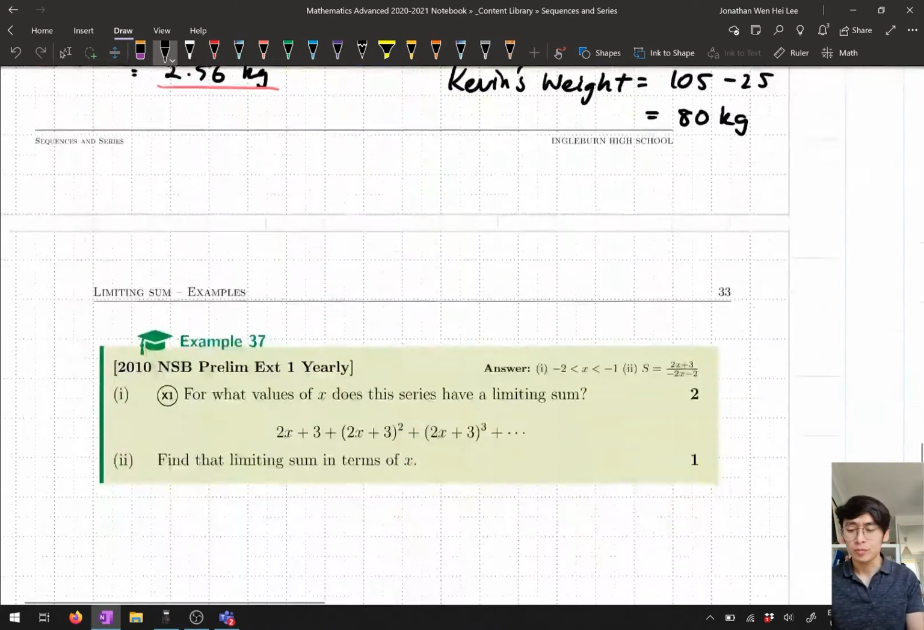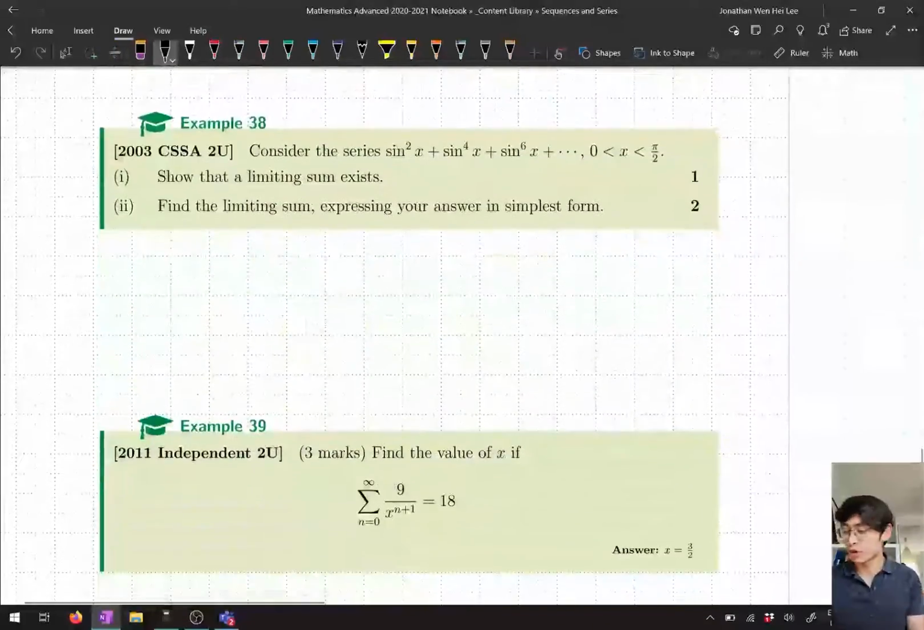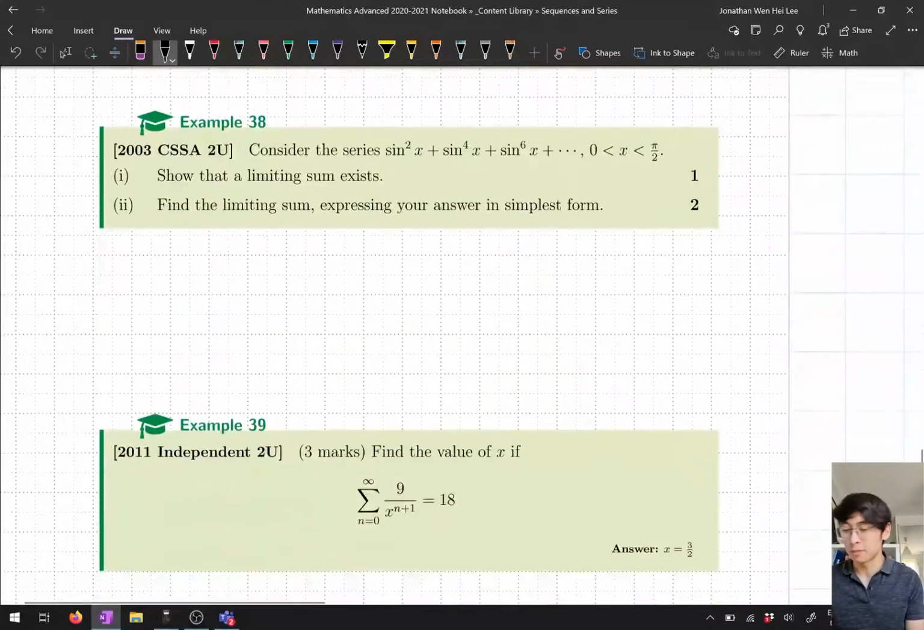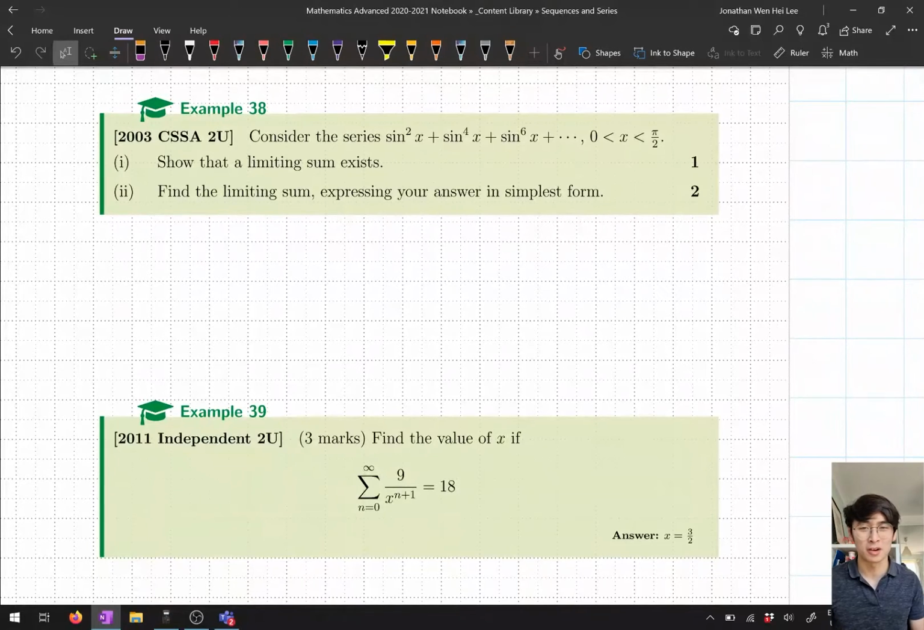Okay, let's have a look at this next question. I think I'm skipping over this one. Yes, I'm skipping over this one. Extension 1, boys. We might go through that one.